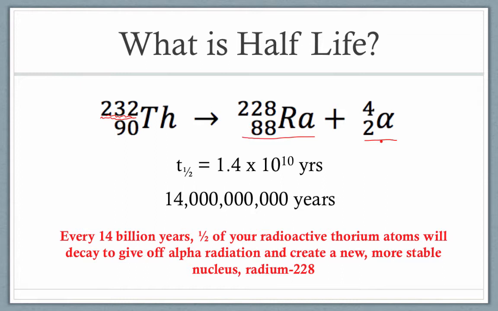But remember, this time we only started with 50 grams, half of our original supply, which means in the next 14 billion years, we're going to lose 25 more to get down to 25 grams. And then after that, the next 14 billion years, we'll lose half of that, and the next 14 billion years, we'll continue to lose half of that. So this is what we're talking about when we're dealing with half-life and measuring with an actual reaction.